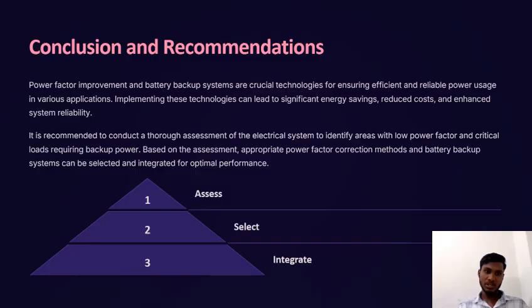The recommendations are: it is recommended to conduct a thorough assessment of the electrical system to identify areas with lower power factor and critical loads requiring backup power. Based on the assessment, appropriate power factor correction methods and backup systems can be selected and integrated for optimal performance. So by critically analyzing the areas with lower power factor, and by using a suitable power factor improvement technique, is very important for optimal efficiency. So this is about power factor improvement and battery backup systems, and I hope you all understand. Thank you.